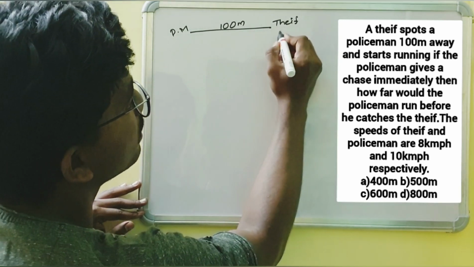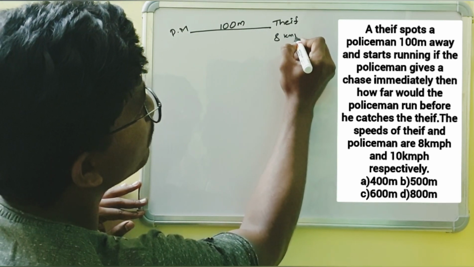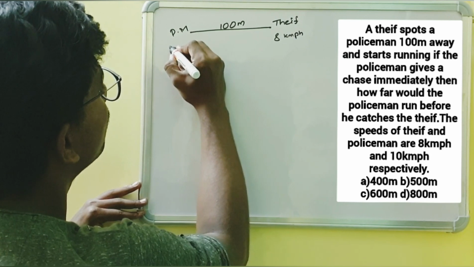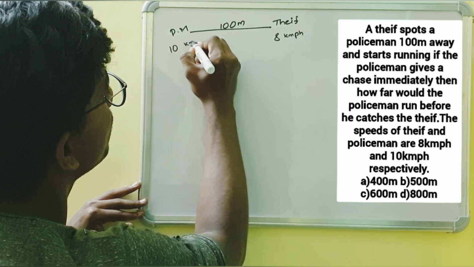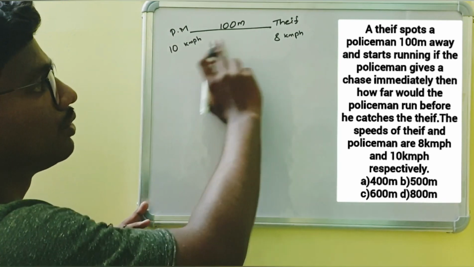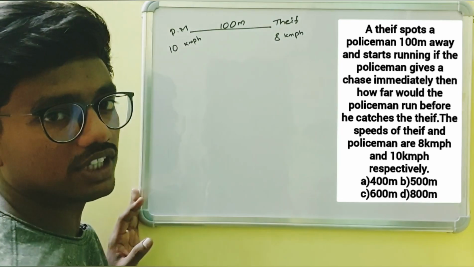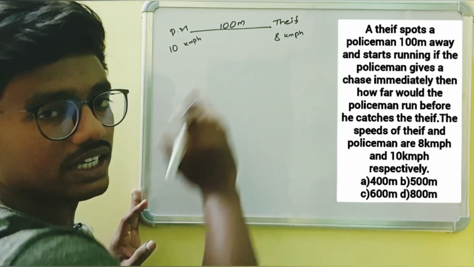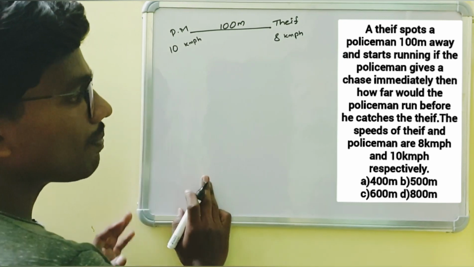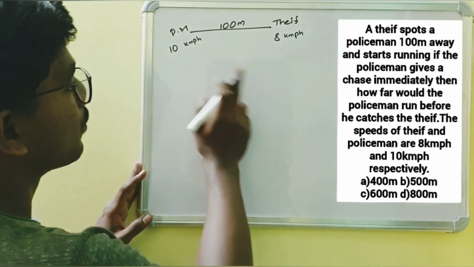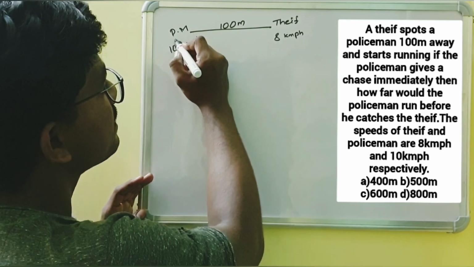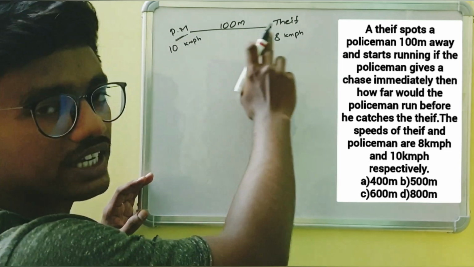See, the speed of the thief is 8 kilometers per hour and the speed of the policeman is 10 kilometers per hour. To reach the thief, the speed of the policeman must be greater than the speed of the thief. In that case only he can catch the thief. Now, the question asked is, what is the distance travelled by the policeman before he catches the thief?